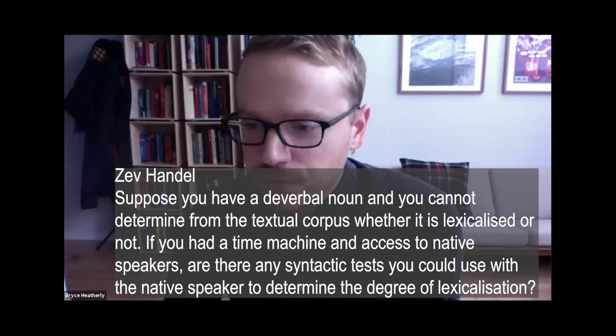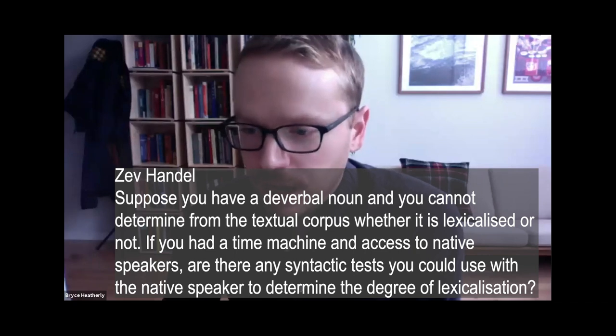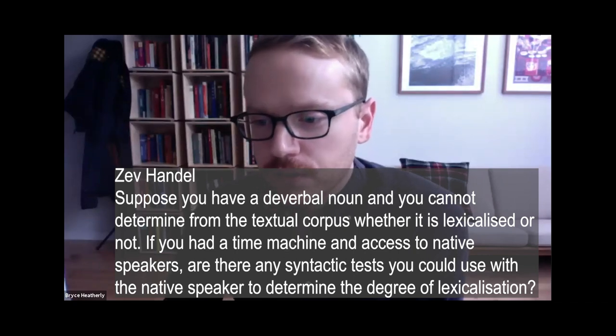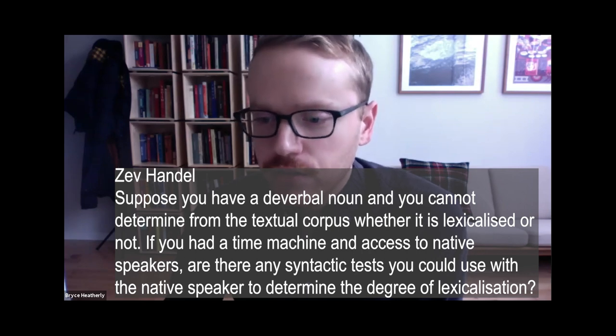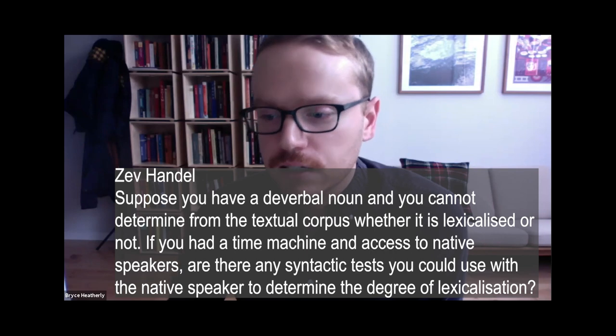He says, suppose you have a deverbal noun and you cannot determine from the textual corpus whether it is lexicalized or not. If you had a time machine and access to native speakers, are there any syntactic tests you could use with the native speaker to determine the degree of lexicalization?